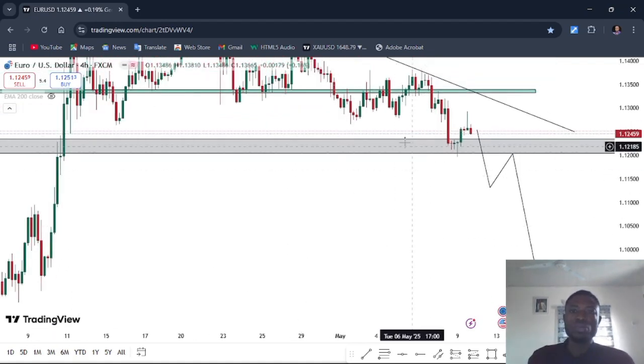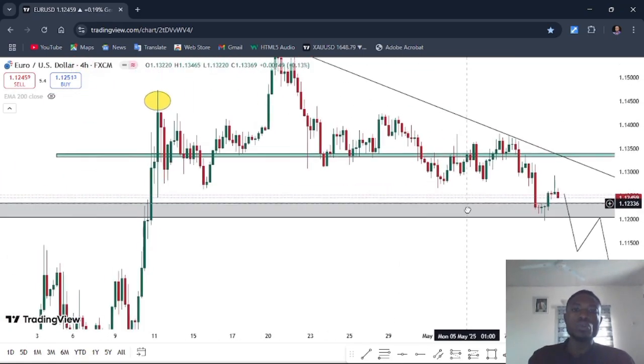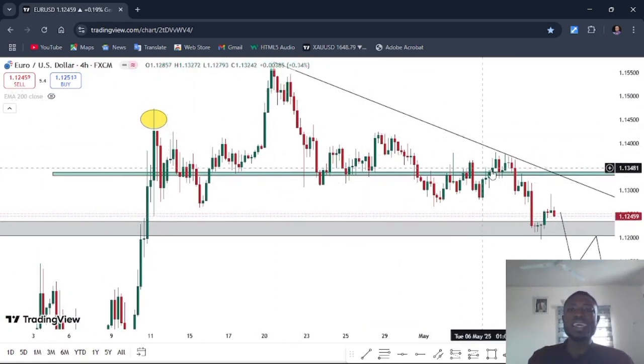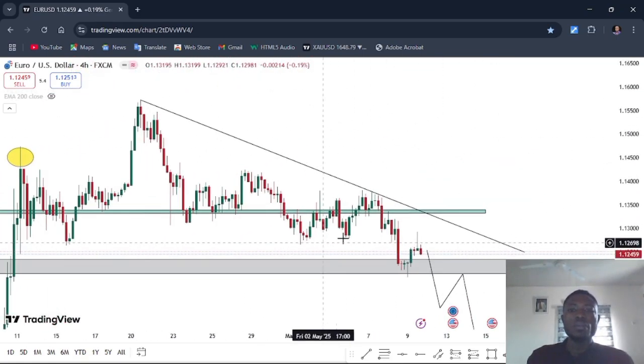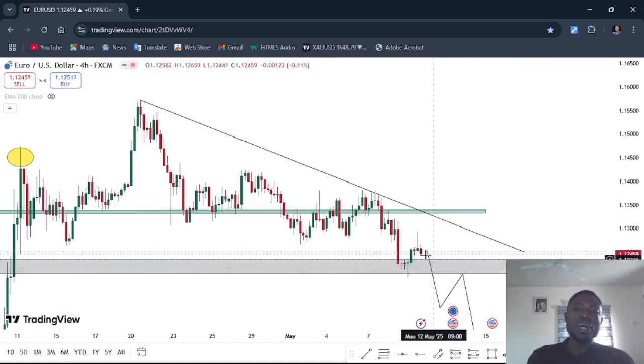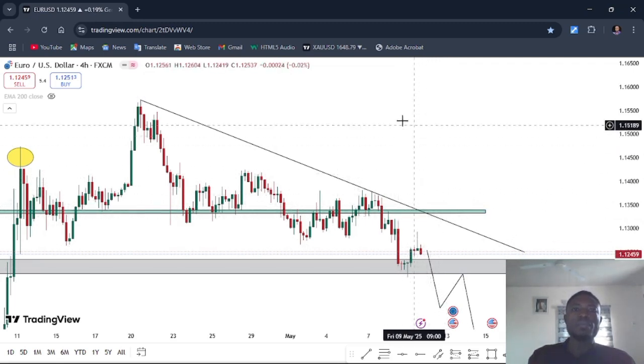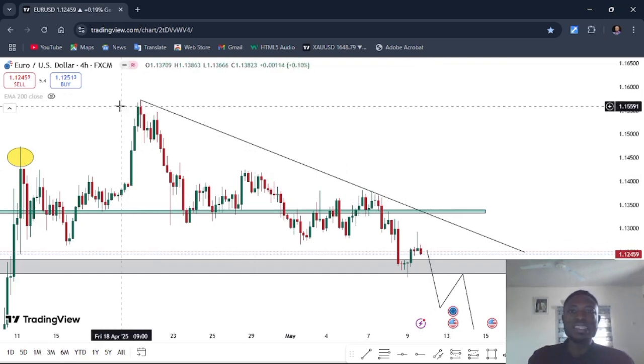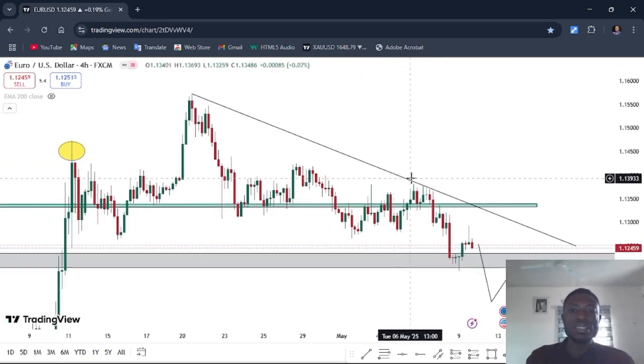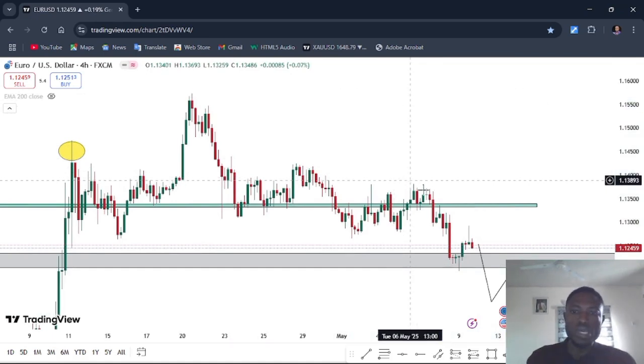That is if price clears this particular bar, because we can see that price has put in a head and shoulder pattern. But if this particular bar sustains and we start seeing bullish candlesticks to the upside, I will wait for price to clear this bar, then my take profit will be at this high right here. That is my analysis for Euro USD.